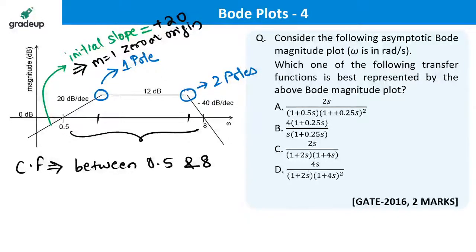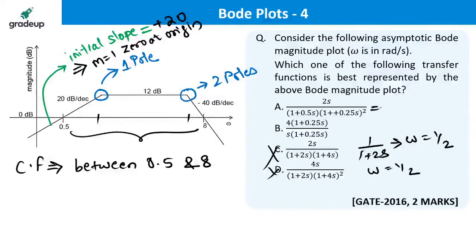Okay. And where is S? Option number C, D and A. There should be an S in the numerator, only one S in the numerator. But if you take the term 1 upon 1 plus 2S, what is the corner frequency? Omega equal to half is the corner frequency. That means 0.5. But this is not a corner frequency here, the slope does not change. It proceeds in the same manner. Okay, so option number C and D are not possible.